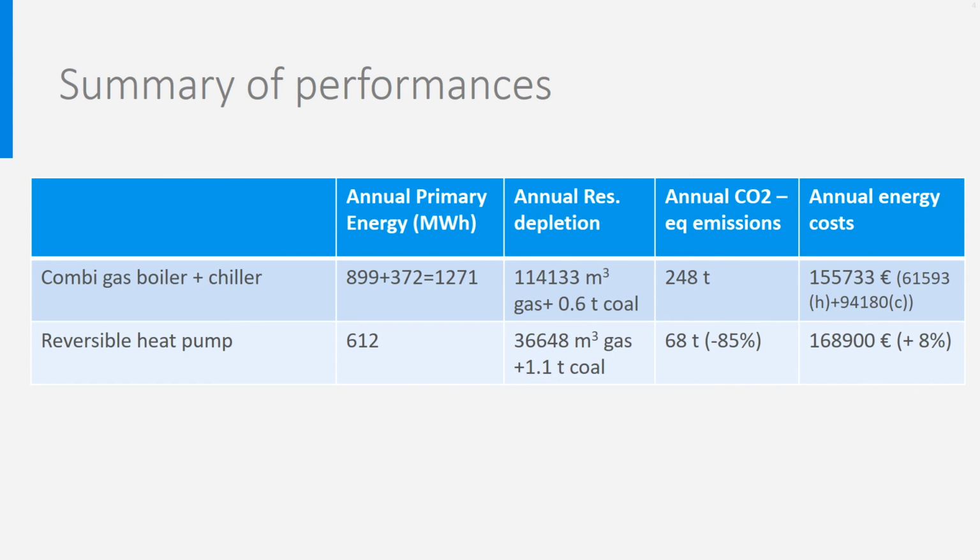What could also be done with the reversible heat pump is to size it for heating, which would cover only 337 kilowatt of the cooling power, and the remaining part of the cooling could be done by evaporative cooling, which has very low costs, uses almost no energy, and has zero emissions. This way, the annual energy costs will drop a lot and be even lower than the ones of the conventional boiler with chiller.